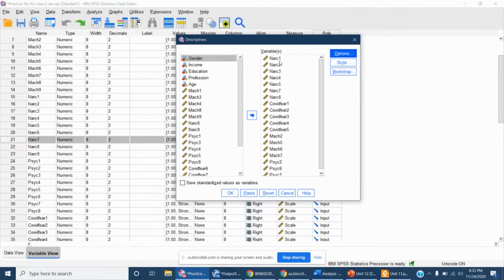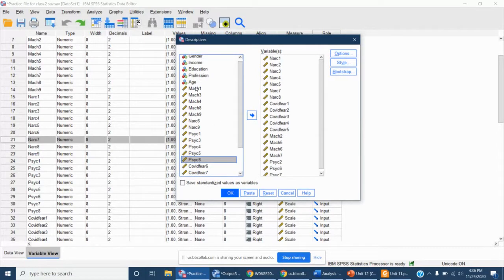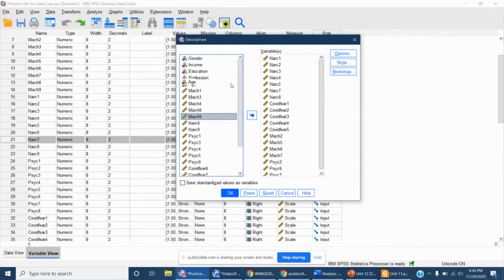Only those questions which are part of our factor analysis are here. Those questions which are deleted, like Mac 1, 3, 4, 8, 9, are all deleted questions. These deleted questions are not part of our normal distribution check, and these sample questions are also not part of it. The questions which are part of our factor analysis are here. We have put them in our variable box.